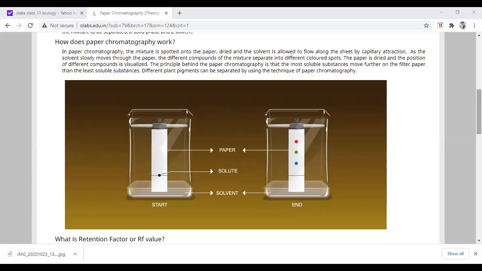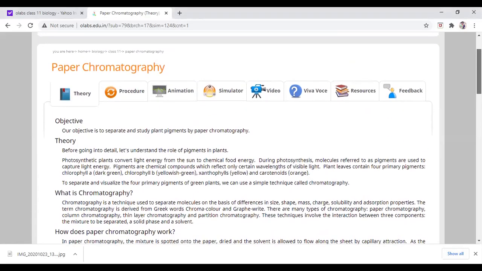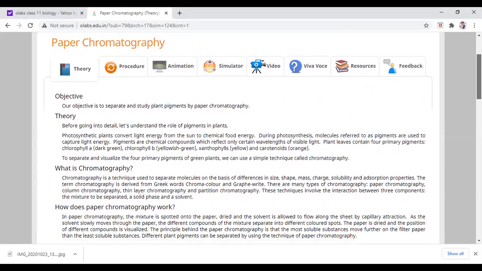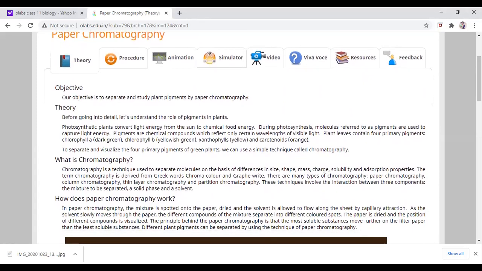So this is the practical of paper chromatography. The objective is to separate and study plant pigments. Is this the objective of this practical?